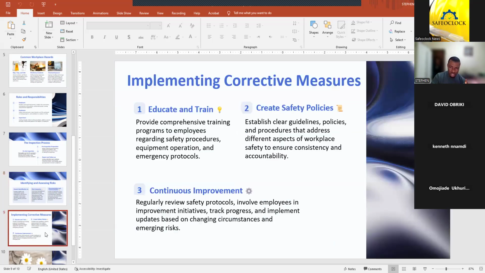Now, for the area of implementing corrective measures, based on the inspection we have talked about, one of the ways we could implement this is education and training. Because just like I've said earlier, somebody who is operating equipment may not be working safely, and many things could come up, whether regarding equipment or not. So everybody at the level of the organization needs to be educated, needs to be trained, needs to get some level of awareness.